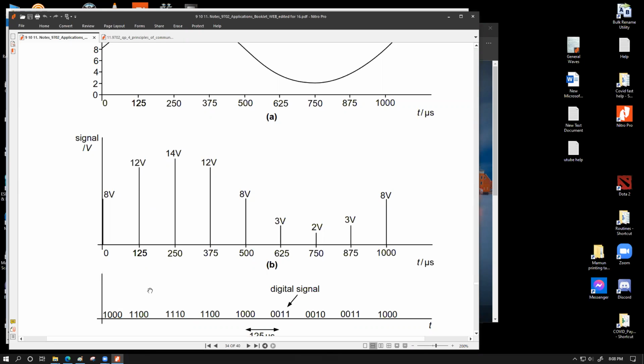These 4 bits are not being produced over the duration of this 125 microseconds. This is very important for you to understand. These 4-bit numbers are produced at every 125 microsecond interval, not over the duration of 125 microseconds. So you have 8 exactly at 0 microseconds. So you have 1000 over here, not over this gap. Over this gap, you have nothing. You are basically waiting for new data.